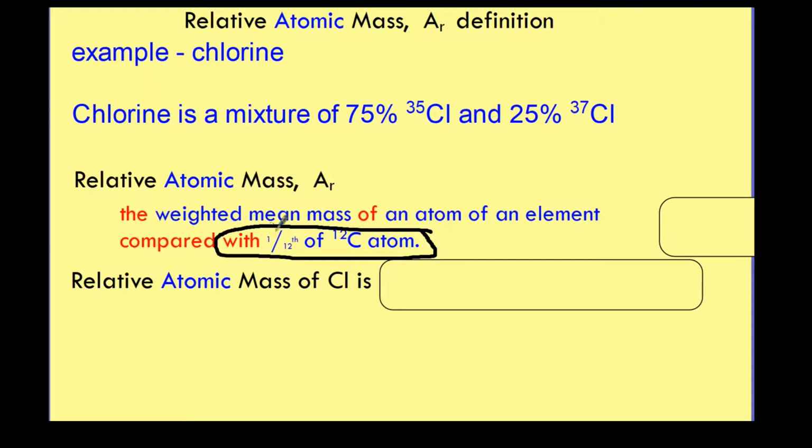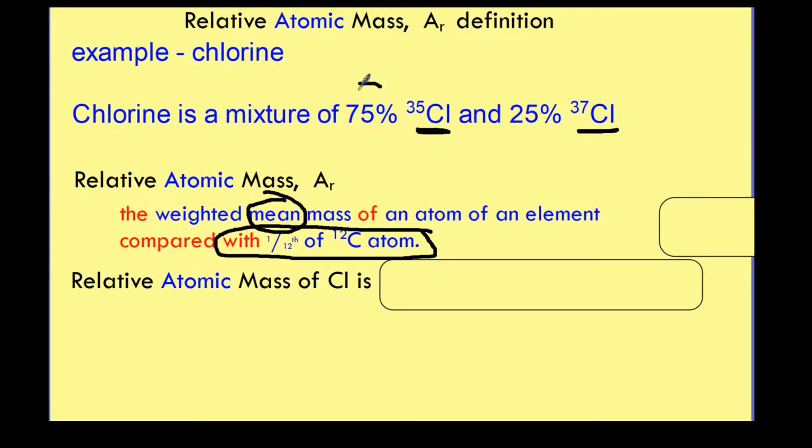But what does weighted mean mass mean? Well, mean is average. So it's an average of the isotopes of chlorine. So we have chlorine-35 and chlorine-37. Now, the relative atomic mass isn't 36 for chlorine. It doesn't sit directly in the middle between the two masses.